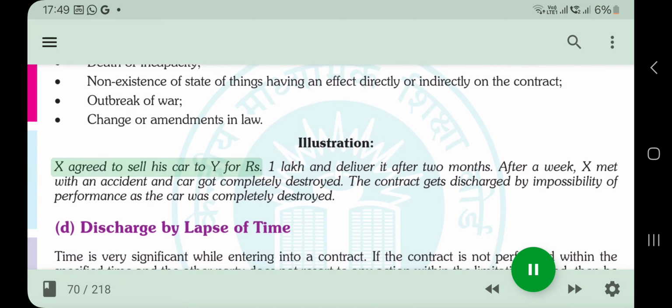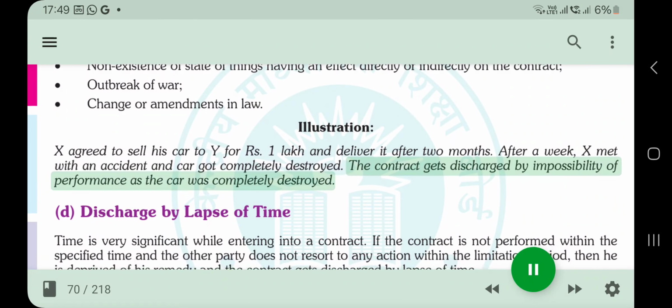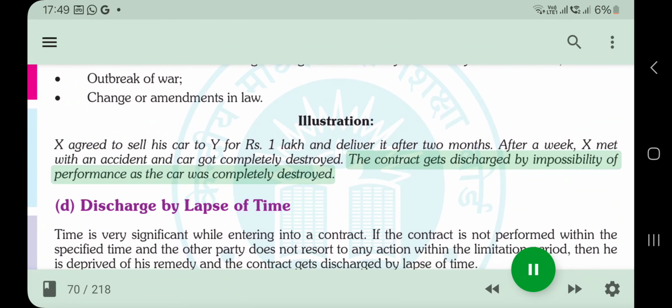Illustration. X agreed to sell his car to Y for Rs 1 lakh and deliver it after 2 months. After a week, X met with an accident and the car got completely destroyed. The contract gets discharged by impossibility of performance as the car was completely destroyed.